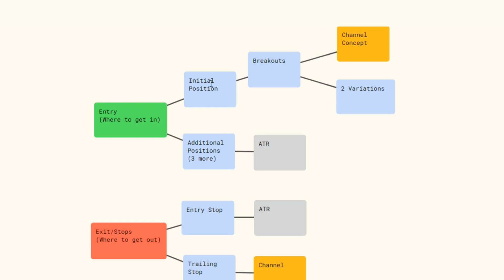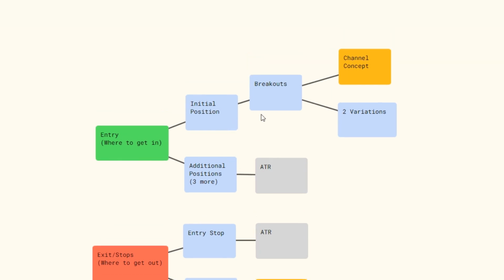So the entry itself takes any trade and breaks it into 4 positions. You'll have your initial position that'll get you into the trade, and you'll have 3 more positions that you add on to that. I think some people call it pyramiding, but you're essentially adding more to the trade. How you get into the initial position is different than how you get into the additional positions. The initial position is entered via a breakout, which I will explain further on, and that's denoted by a channel. And then there's 2 variations that can be used to get into that initial position.